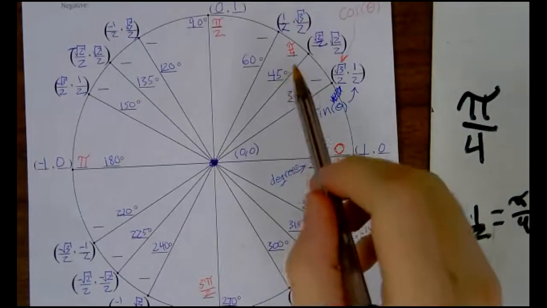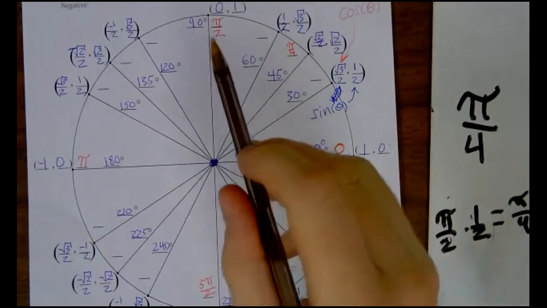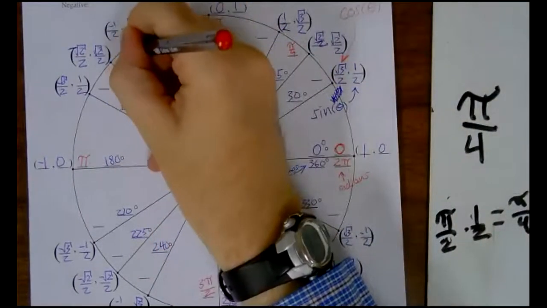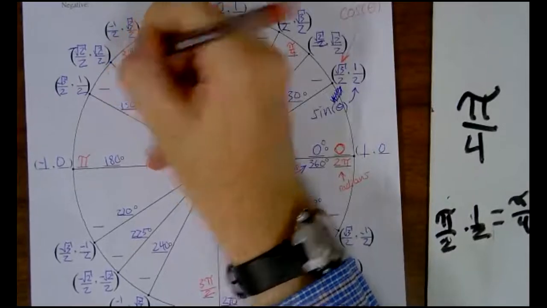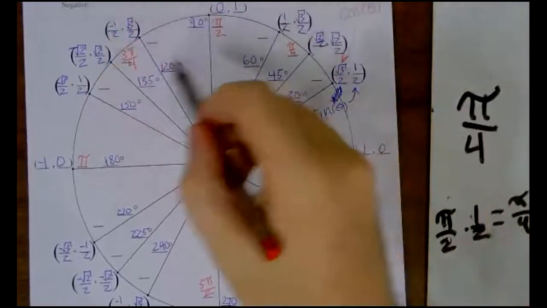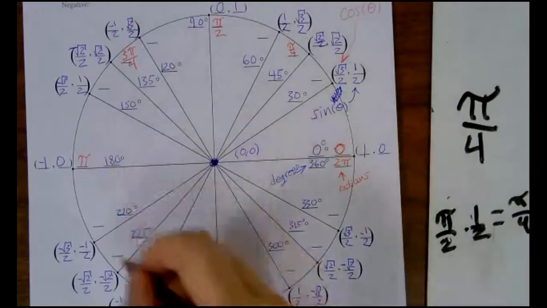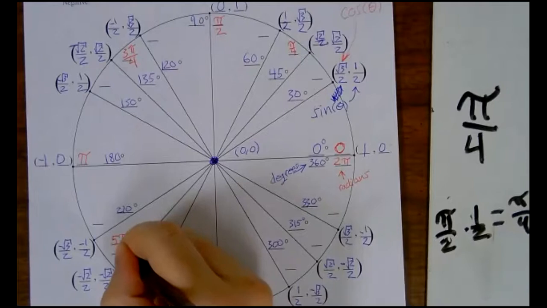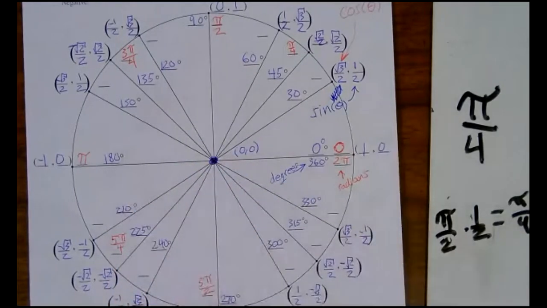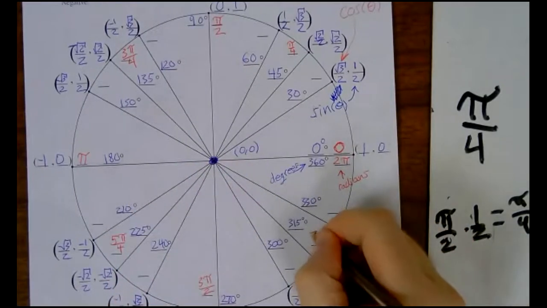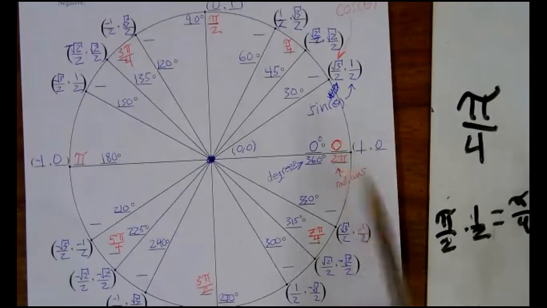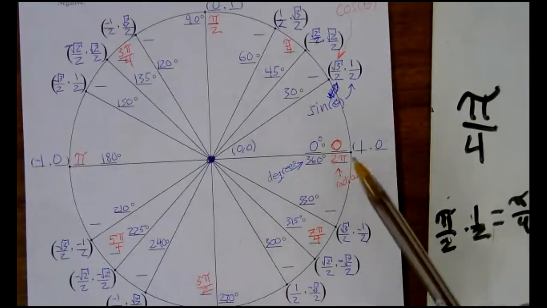So here's 1/4, two quarters, 3/4. One quarter, 2/4, 3/4, 4/4, 5/4, 6/4, 7/4 of pi, back to 8/4. 8/4 is the same as 2.